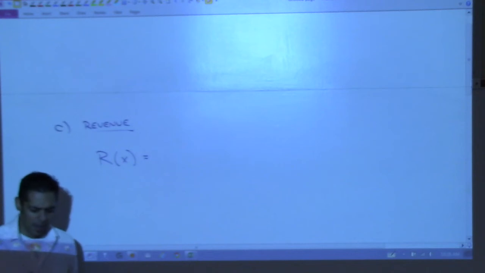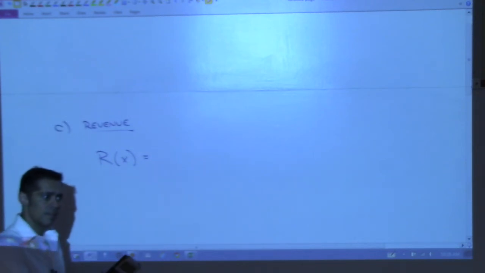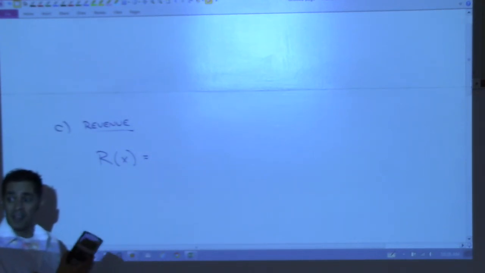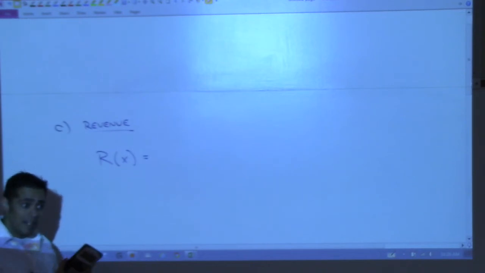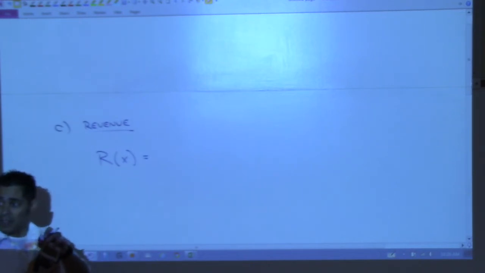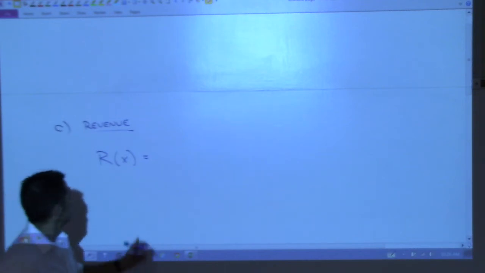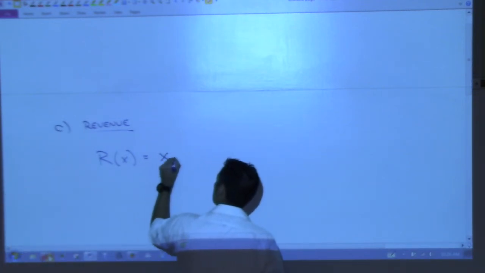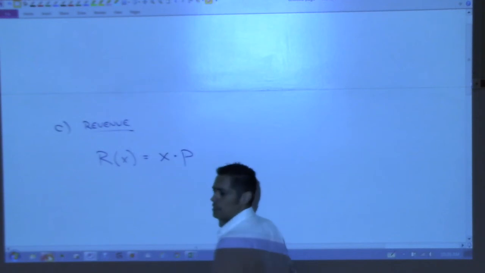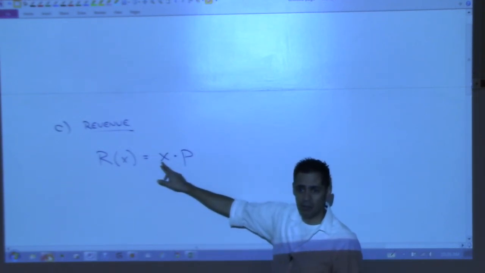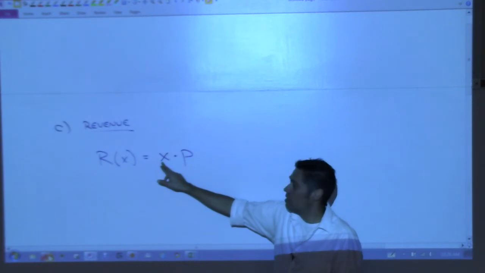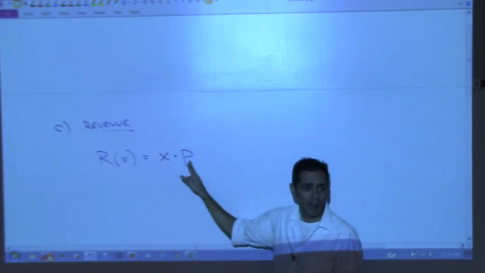So I'm sitting here, I've got an MP3 player. I'm going to sell this. The number of them that I sell is x. How much money I'm going to bring in is going to be how many of these I sell times the price of each one of these, right? So isn't the revenue going to be x times p? How many I sell, or you could even say the demand for them, is x, and then times p, which is the price. Understand where these come from?